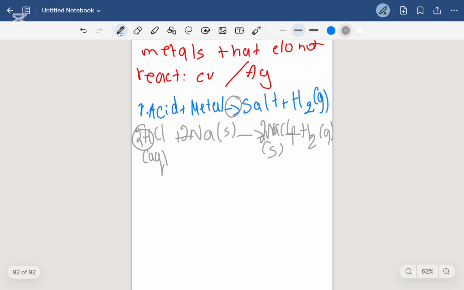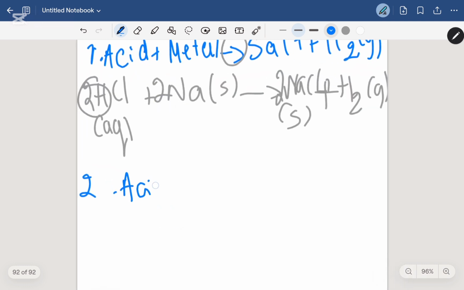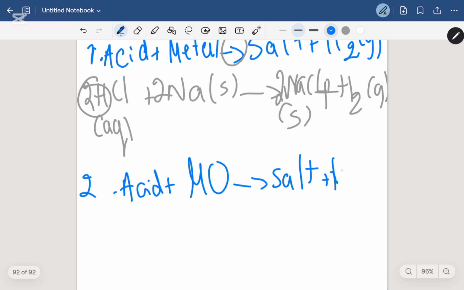An example equation is 2HCl plus 2Na solid will give us 2NaCl solid plus H2 gas. Okay? The second thing we will be talking about is the acid plus the metallic oxide. So, acid plus metallic oxide, I will denote it by MO, will give us a salt plus water, H2O, liquid. So an acid plus a metallic oxide will give us salt plus H2O, water.